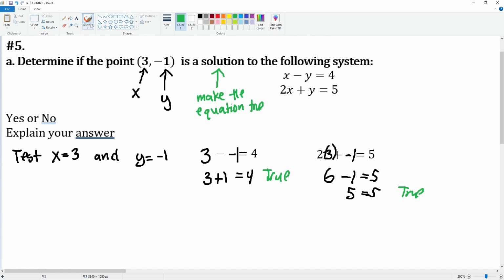So here you go. The answer would be, is this a valid solution? We would say yes. Explain. Right here, we tested the point, and we saw that it is true. So these are valid solutions to the system.